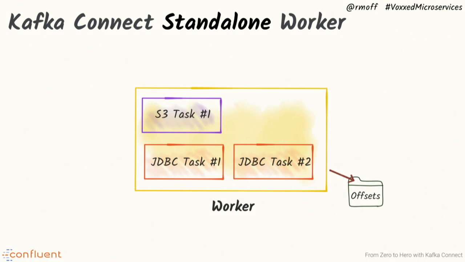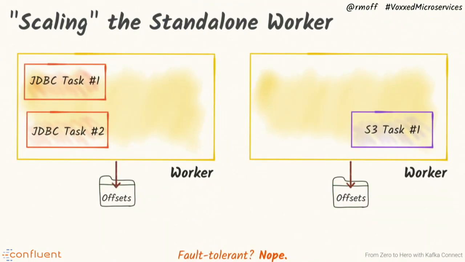The offsets, like where your connectors have got to, it stores in a flat file. Its configuration is stored in a flat file. If you need to scale it out, so you've got a JDBC connector pulling in data from a database, you've got an S3 connector pushing data to S3, and you reach the capacity of a single machine, you can't scale it out other than to deploy two workers, a connector on each. So now we've scaled it out.